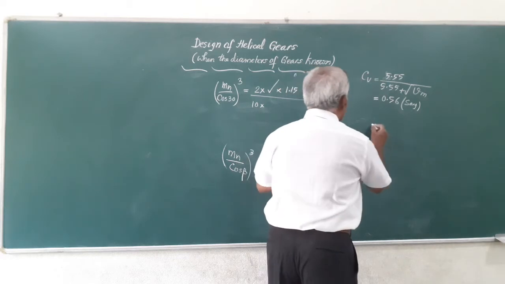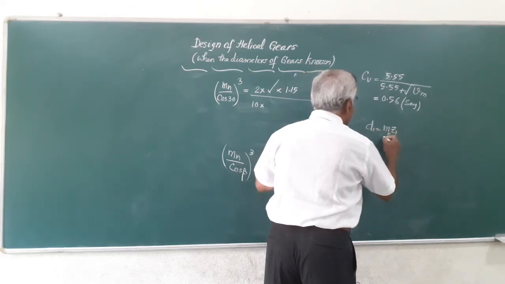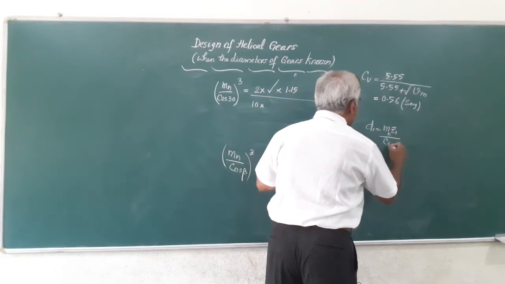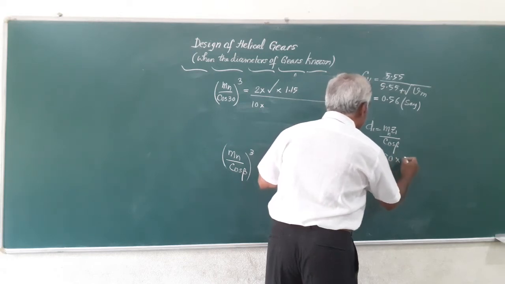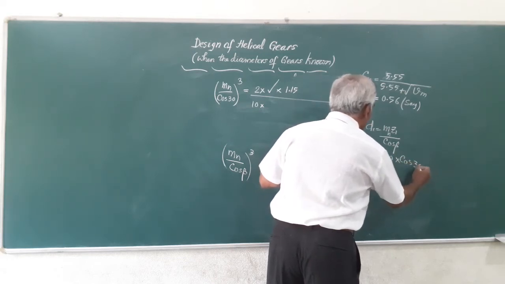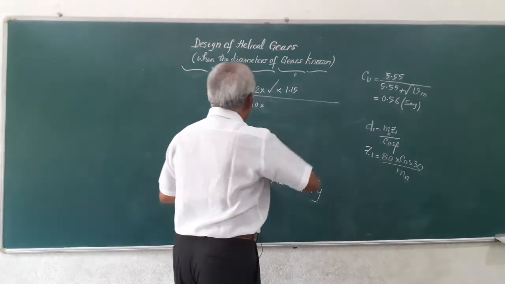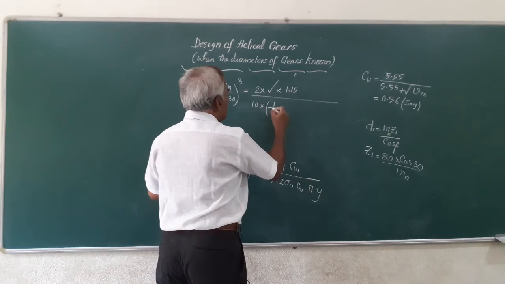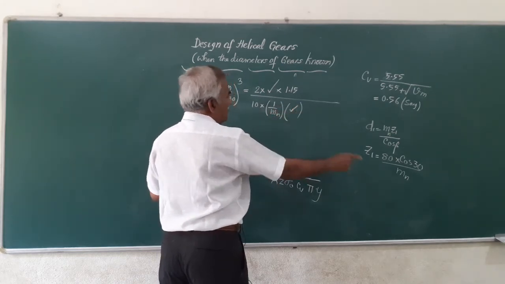So, d1 is equal to mz1 by cos beta. So, here I am interested in z1. So, 80 times cos 30 divided by mn. So, you are getting this value 1 by mn with some numerical value which is known from here.